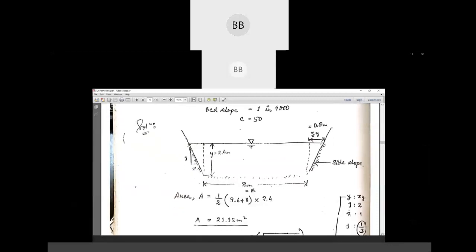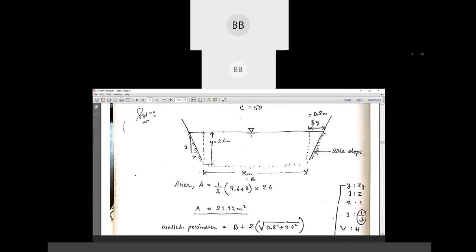So then you draw a trapezoidal channel. Okay. And you write it down that the width of the channel is 8 meter. Depth of flow is 2.4 meter. Okay. And side slope is given as 1 horizontal is to 3 vertical.